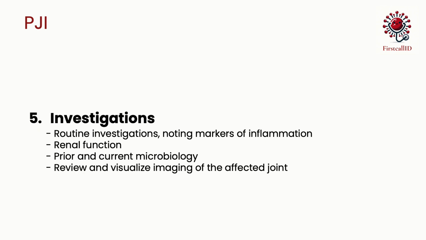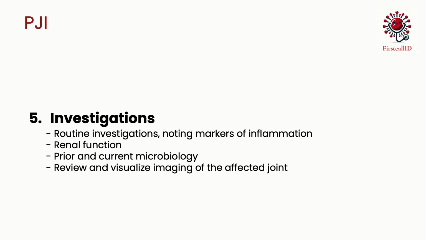We'll review the investigations, routine blood work. We'll note markers of inflammation, most commonly the C-reactive protein, recognizing that there are several limitations of these more general tests. We'll note the renal function, paying particular attention to current and prior microbiology, including gram stains and culture. And these are situations where we really will want to look back at all of the prior microbiology, especially of the affected joint, to see what's been there before. Also noting previous colonization. If they're MRSA colonized, we'll take that into account.